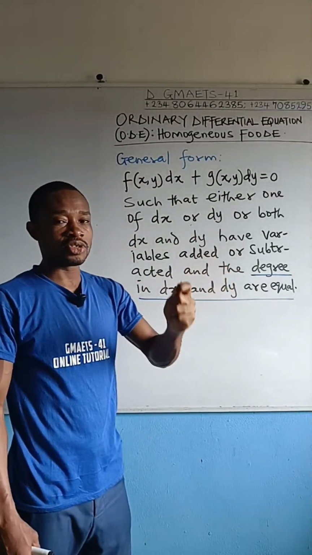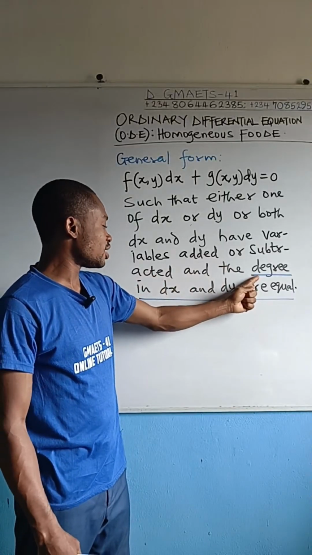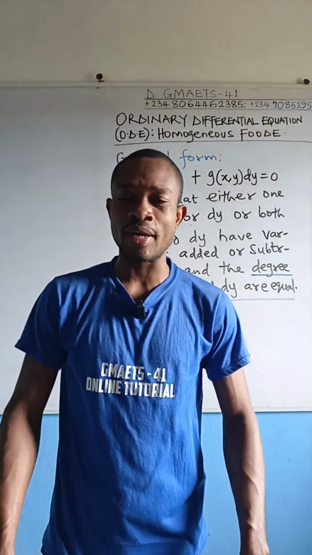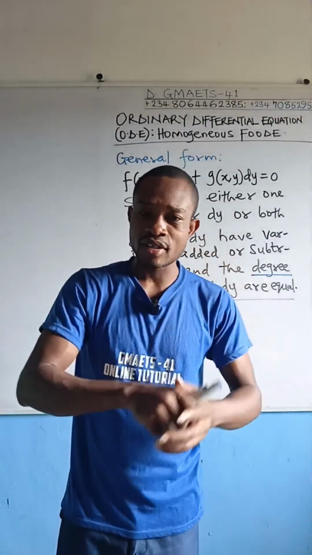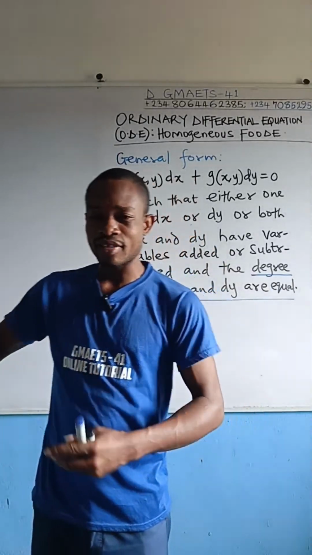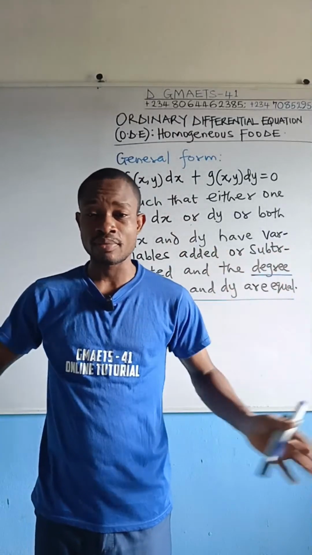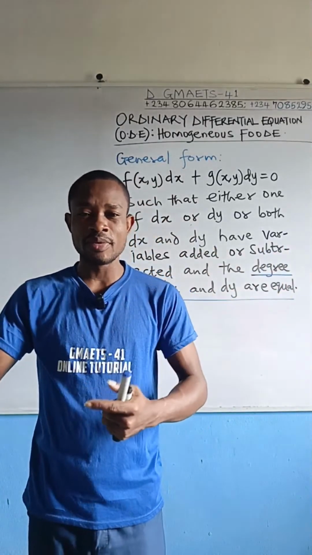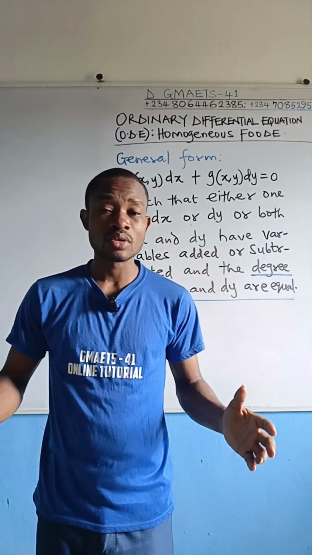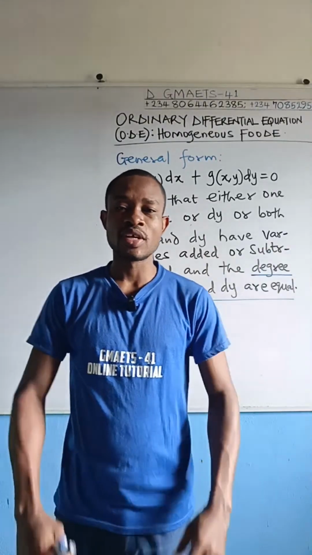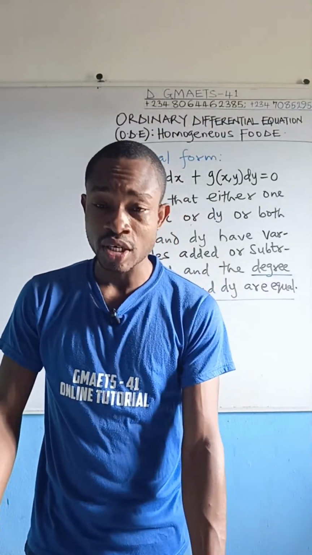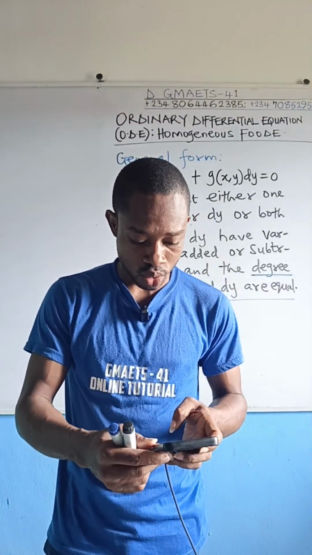That key that you use to identify it is the fact that the degree in dx and dy are equal. What does that mean? If you look at the dx part, the degree of the variables, and then the dy part, the degree of the variables, they are the same. So if in the dx part the degree of the variable is 2, we expect that in the dy part the degrees of the variable will also be 2. Such happens, then we say that the equation is a homogeneous first order ordinary differential equation.